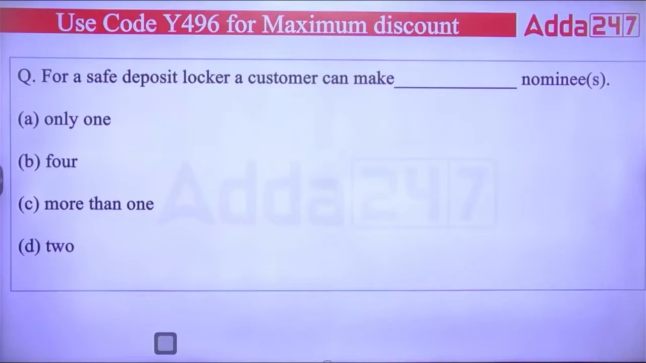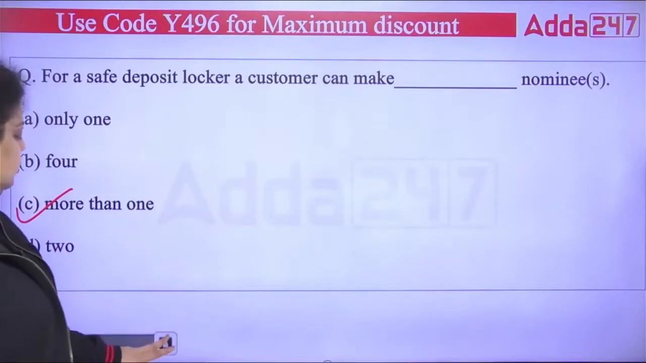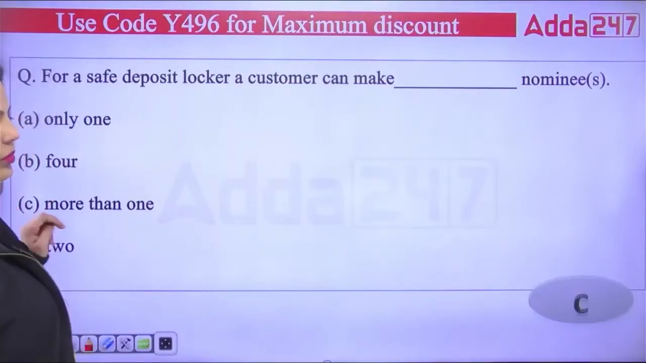Okay, and the right answer will be here, more than 1. More than 1 nominee can be there in the safe deposit criteria. So the right answer will be your C option.